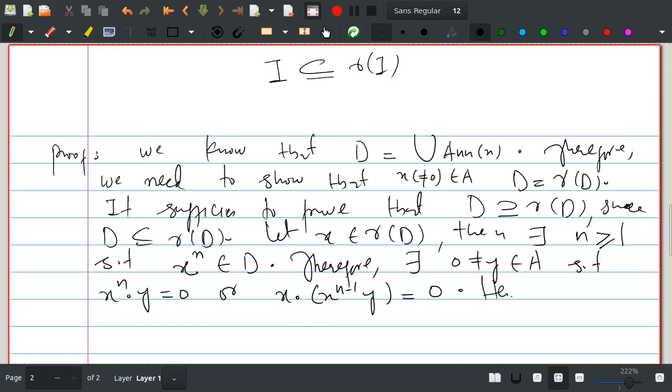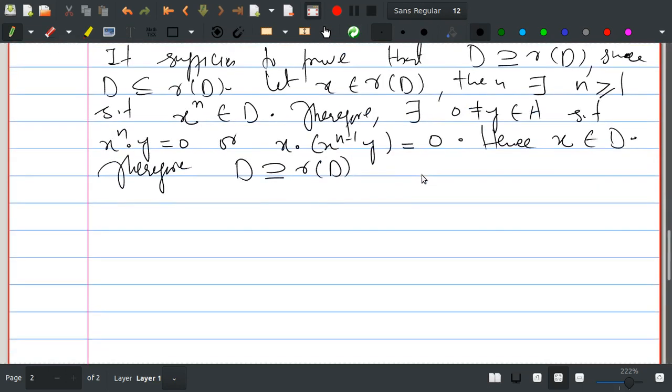So hence x is a zero divisor. Therefore D contains the radical of D. Hence D is the same as its radical.